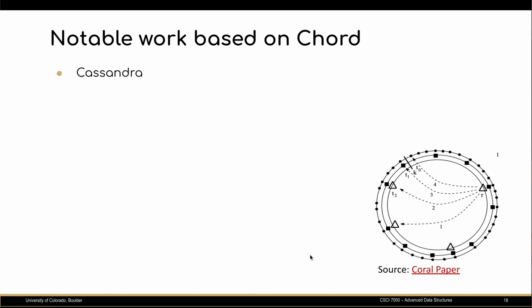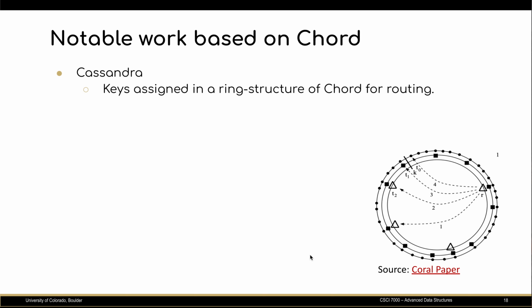Some of the work which is based on Chord, which we'll look at: Cassandra, of course, which borrows ideas from Amazon Dynamo and Google SSTable and Bigtable. However, the underlying routing still uses a Chord ring-like structure.